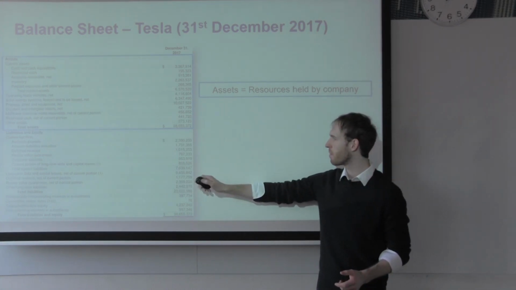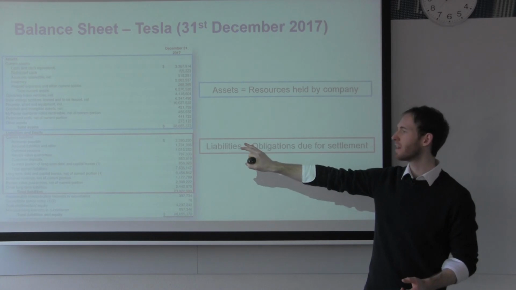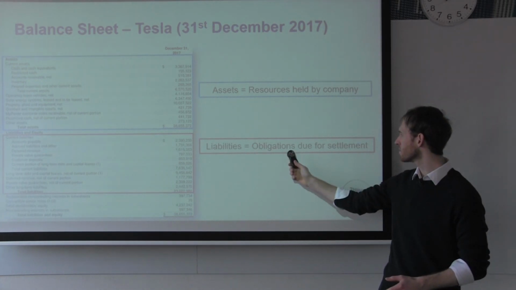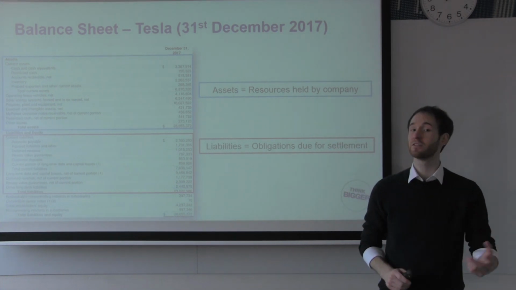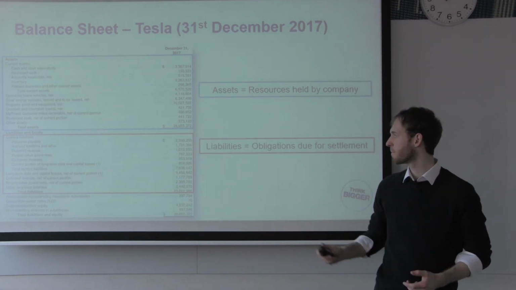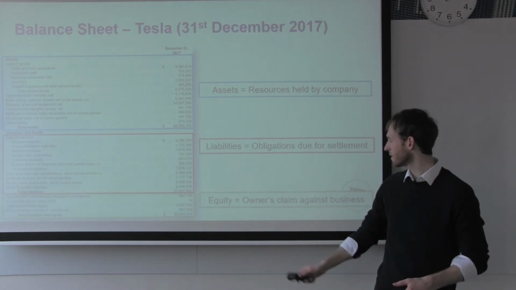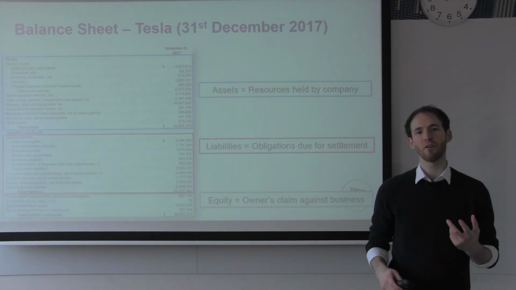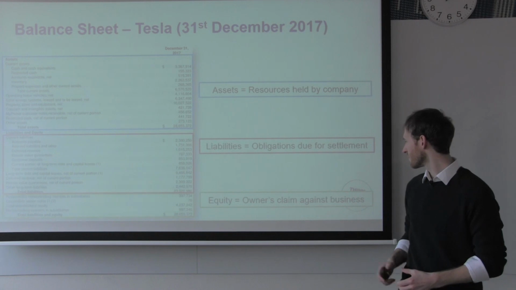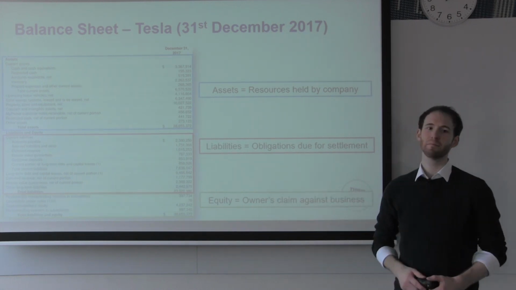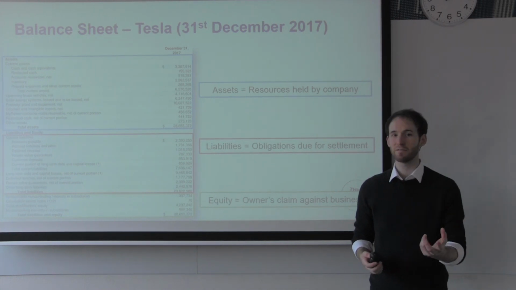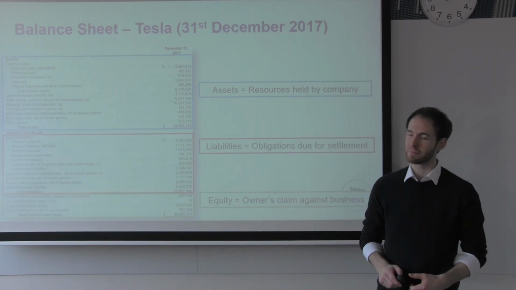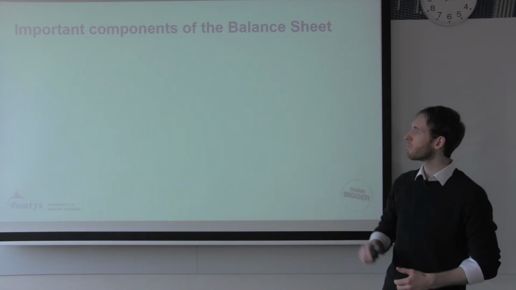Then we have the lower part over here, which is about the liabilities, which is the obligations that still have to be settled. So the company still has to give money to somebody else, to external parties. And finally, we have equity, which is the claim of the owner against the business. These 3 parts are the main parts in a balance sheet. And what we do now is basically classifying what the 3 parts actually mean. So let's look at the most important components.